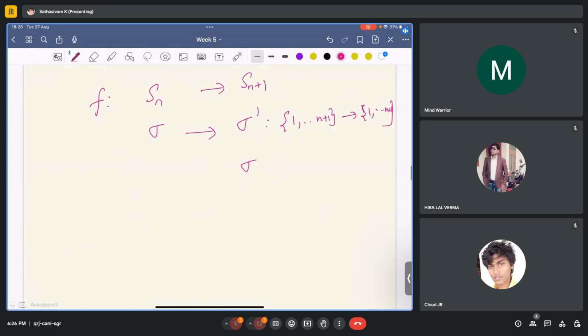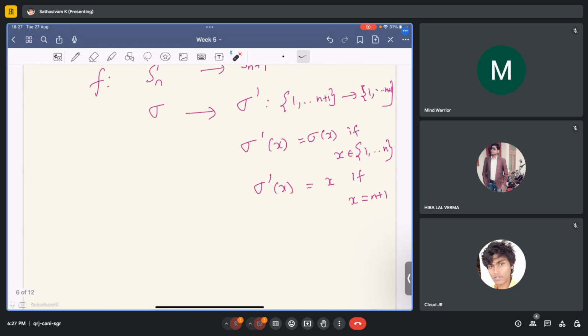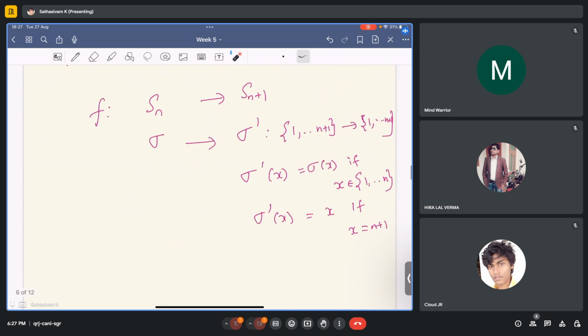So how do you define this map? Sigma prime of x is equal to sigma of x if x belongs to the set 1 to n. And sigma prime of x is equal to x itself if x is equal to n plus 1. So that is how you define the sigma prime if you want to write it rigorously. And then check this map is an injective map.